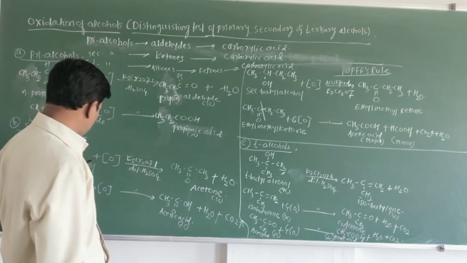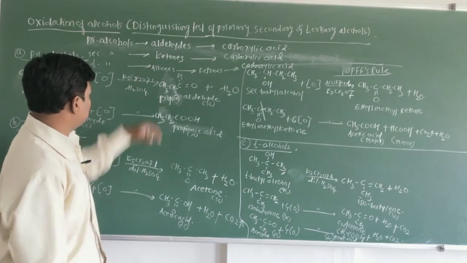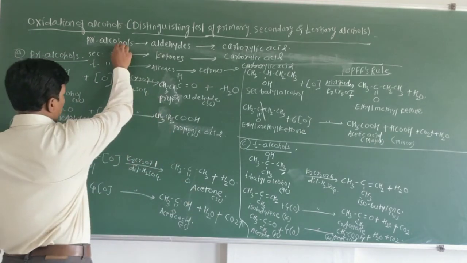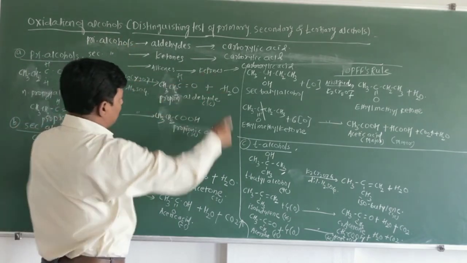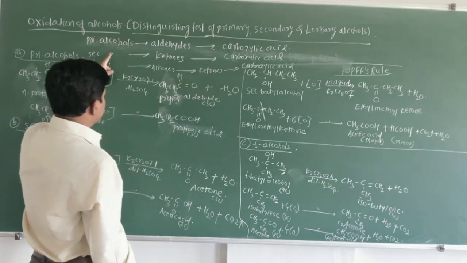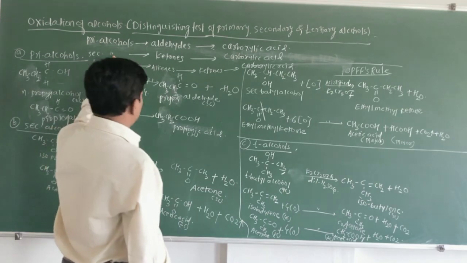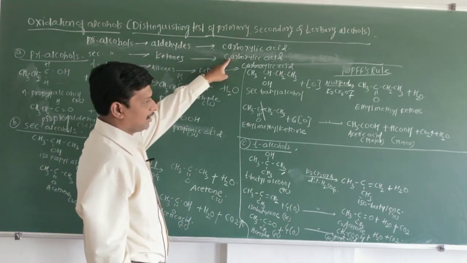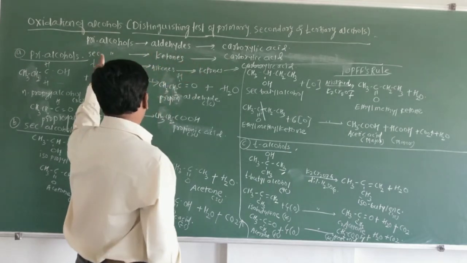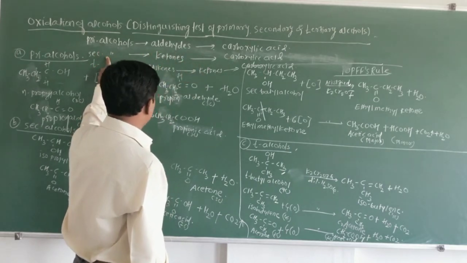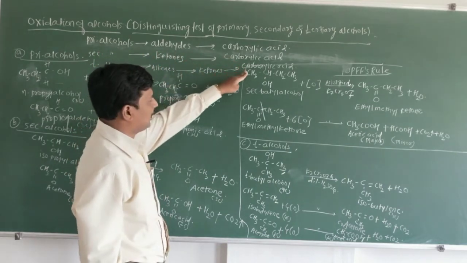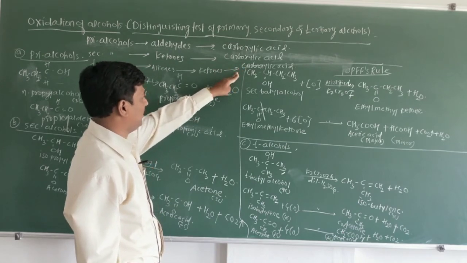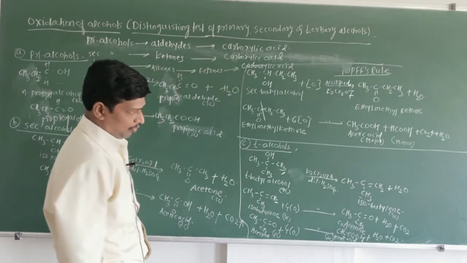And of course one point I have told you about the carbon atoms. Primary alcohols contain the same number of carbon atoms in the carboxylic acid. In secondary alcohols the carboxylic acid contains one carbon atom less than the alcohol, and in tertiary alcohols the carboxylic acid contains two carbon atoms less than the alcohol here.